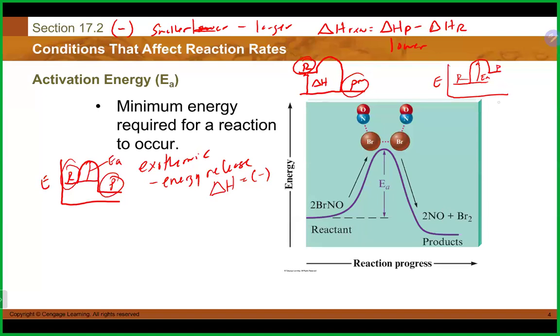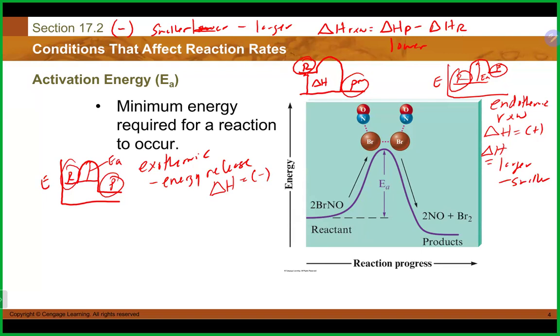That is opposite than our endothermic reaction over here. Reactants are lower in energy than our products. So when we do our delta H, we will end up with a positive number because our products are a larger number minus a smaller number. And that will give us a positive number when we do products minus reactants.